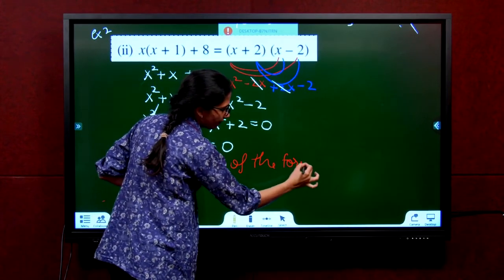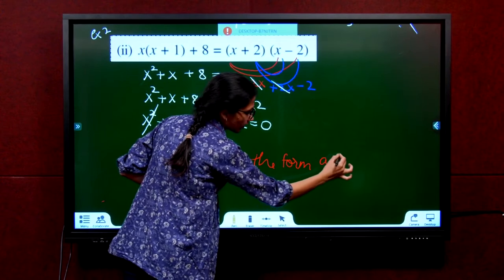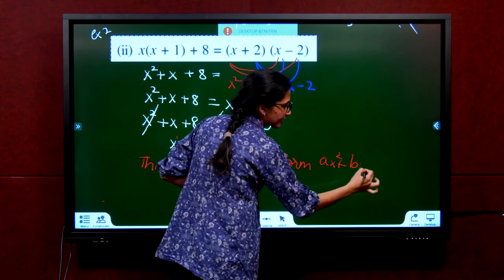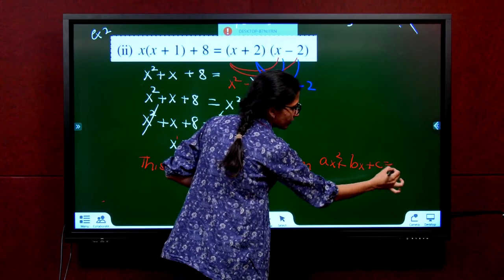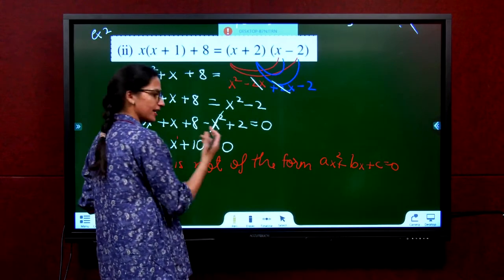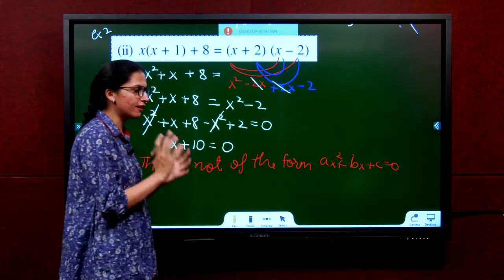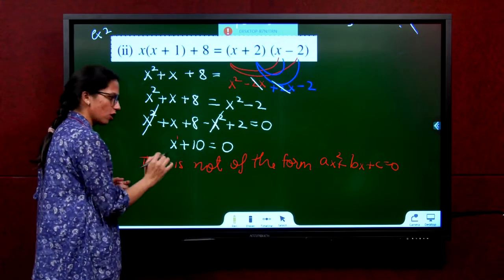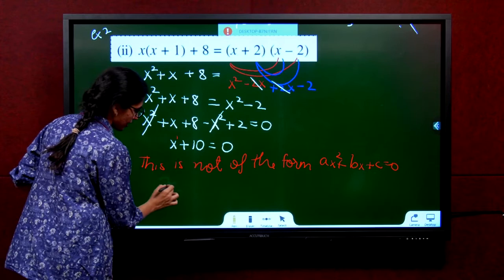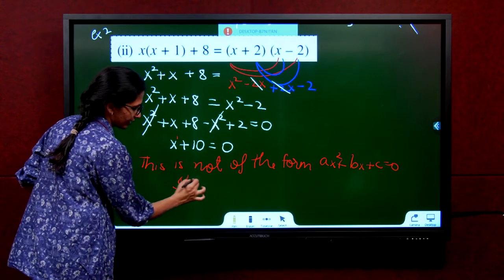You can therefore conclude this is not of the general form ax square plus bx plus c is equal to 0. Why? Because the first term a is missing. We learned a can never be 0, but here the first term a is gone. Therefore, it is not a quadratic equation.